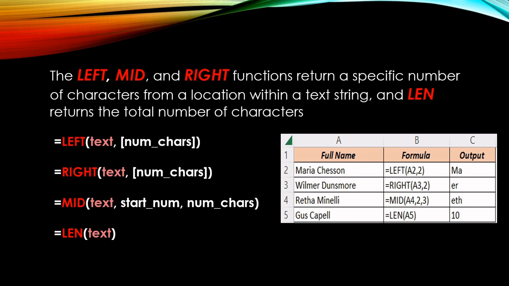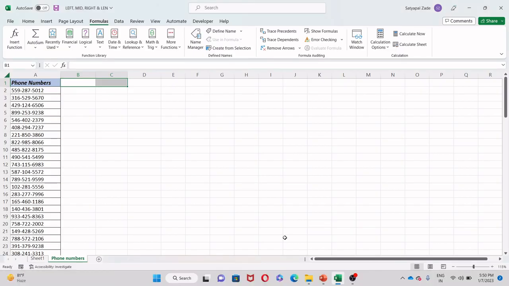And then last but not least, LEN, which speaks for itself, just counts the characters. In this case, there are 10 characters within the text in A5, so the output is showing as 10. So let's jump into Excel, where we have a phone number workbook.